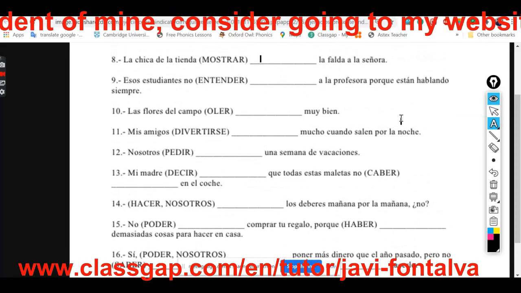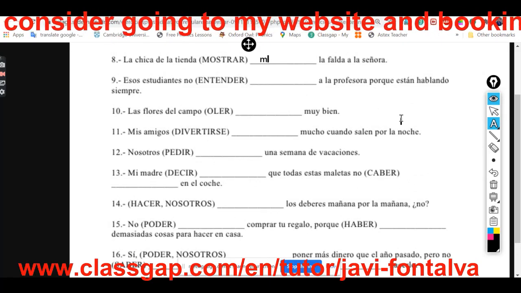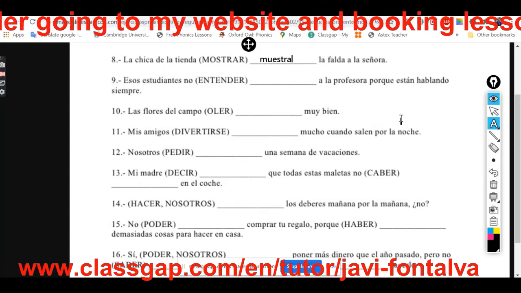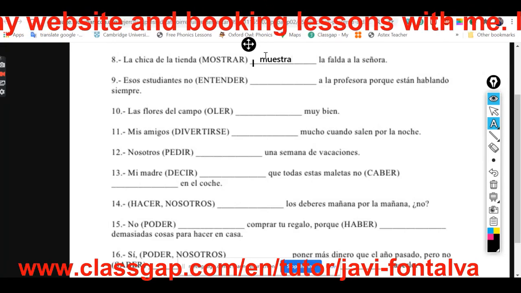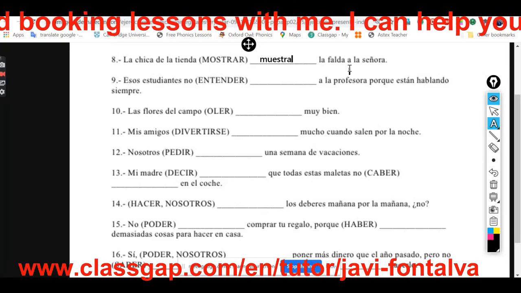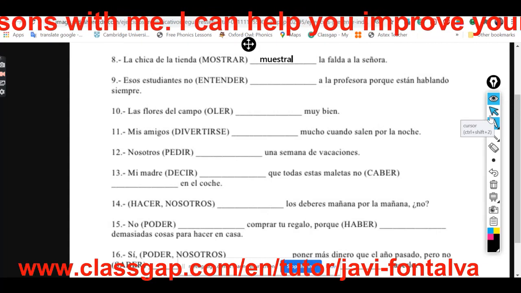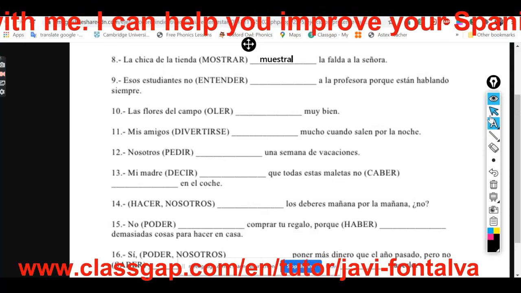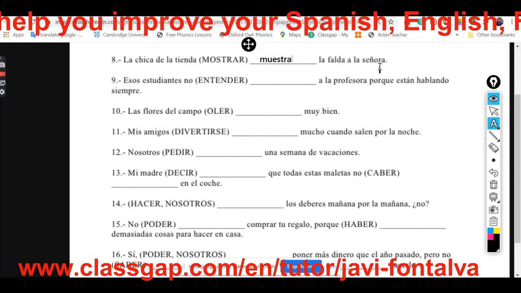Okay, number 8. La chica de la tienda muestra la falda a la señora. Perfect. So again, we have here an O goes to UE verb. So, la chica de la tienda muestra la falda a la señora. What does this mean? The sales lady shows the skirt to the lady. Perfect.